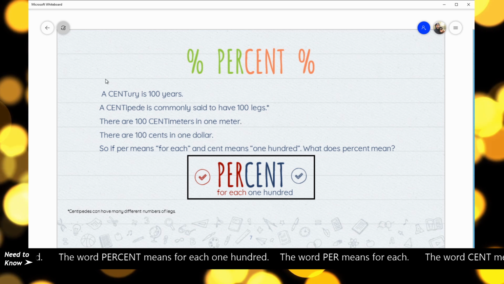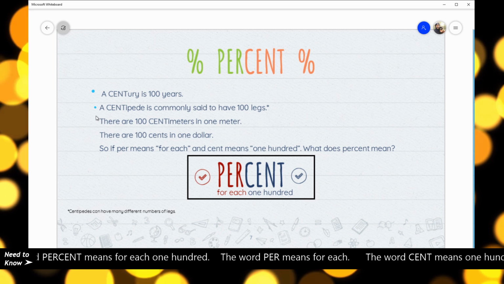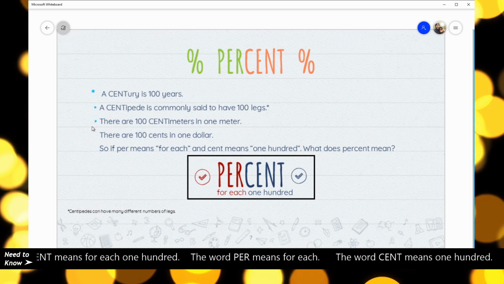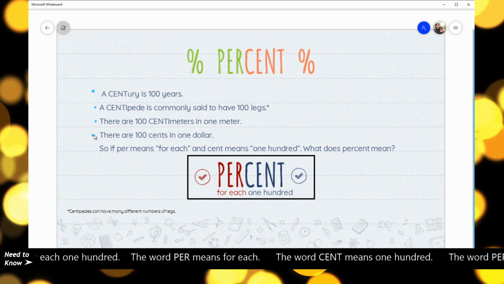Well, a century is 100 years. A centipede is commonly said to have 100 legs. There are 100 centimeters in 1 meter. There's 100 cents in $1.